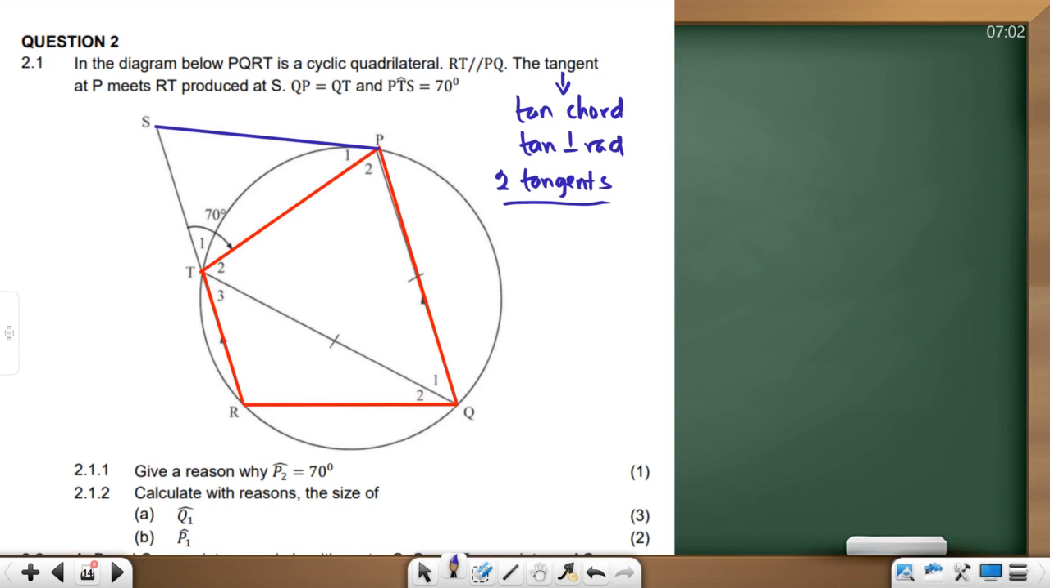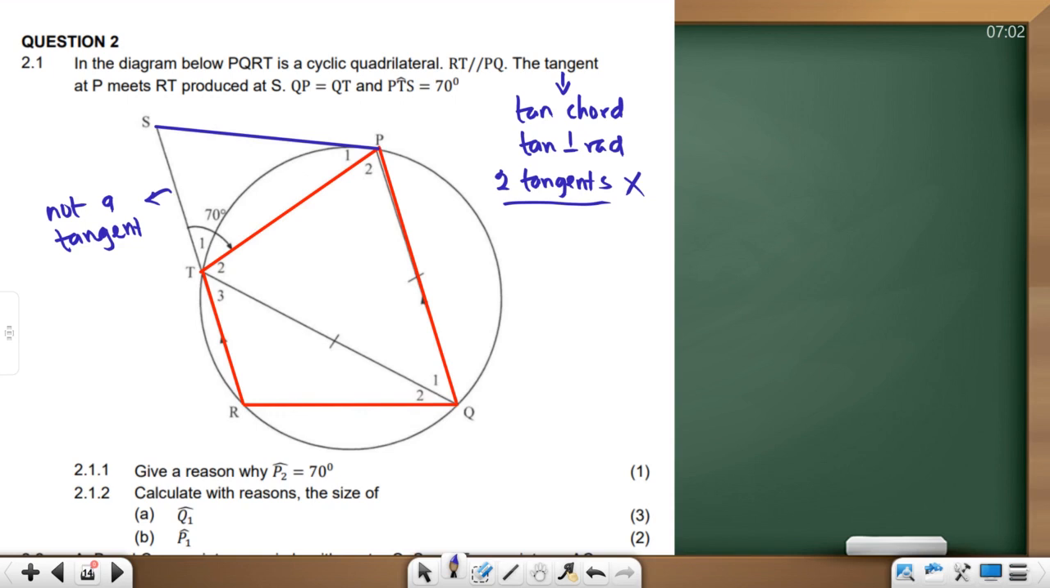But in this particular question, I see there's only one tangent. Please take note, this is not a tangent. Why is it not a tangent? Because it goes into the circle. Tangents don't go into the circle. Automatically, I have cancelled out that.